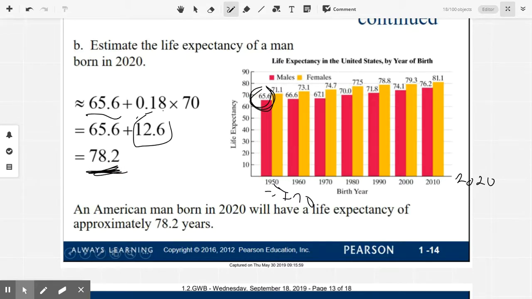All right, whereas we got 78. But we used a different estimation. We went from right here and added 10 years to it. Okay, so this is an estimation on a bar graph, so answers could vary slightly based on, in this case, where we started from. Okay, my mind took me 10 years past this. They went, okay, 70 years past this. Either way, we're getting right around 78, 78.2, 78.1 years old is the life expectancy in 2020 for a male.